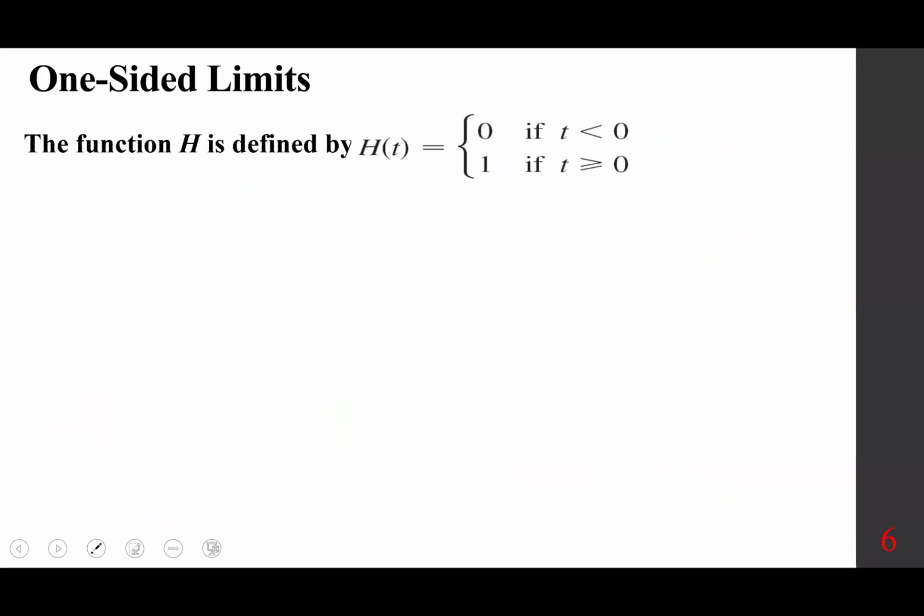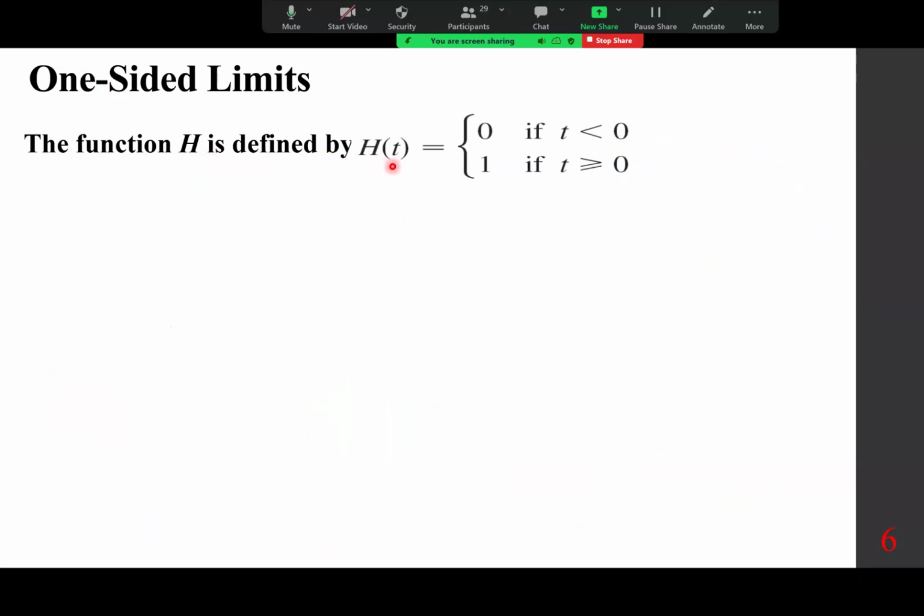One-sided limit. Let's look at this function. The function h is defined by h of t equals 0 if t is less than 0 and 1 if t is larger than or equal to 0. This is a piecewise defined function, everybody.